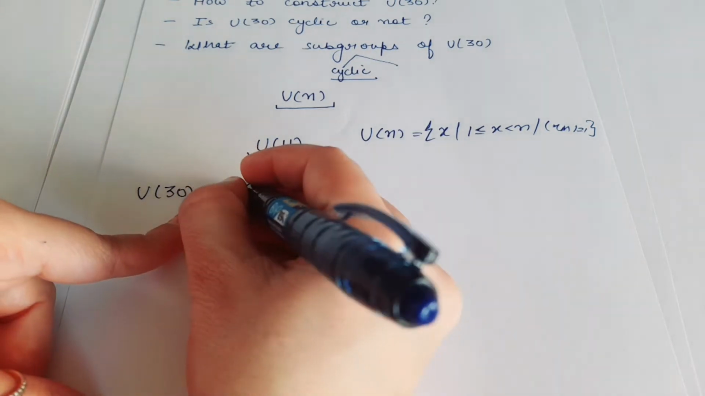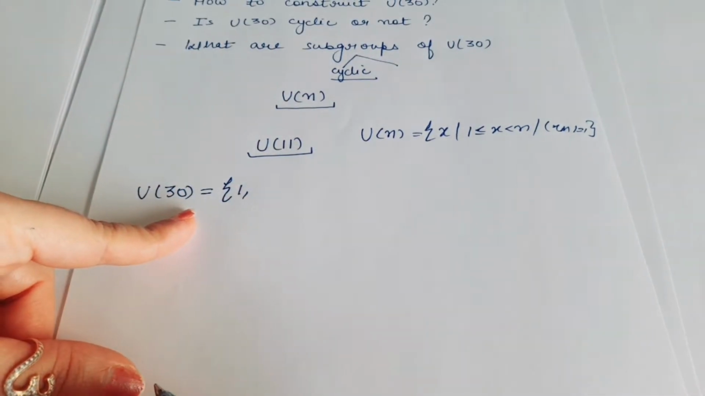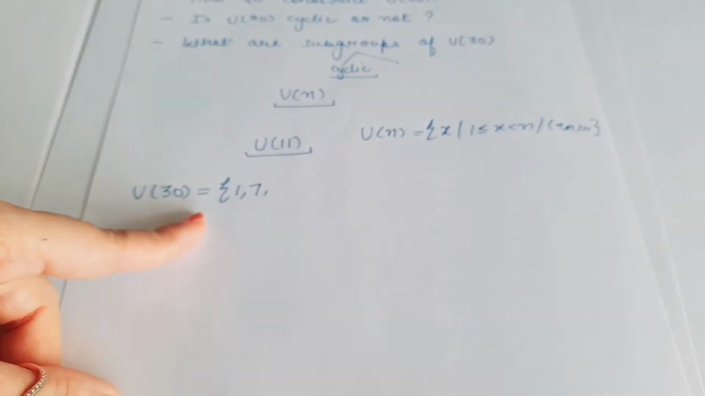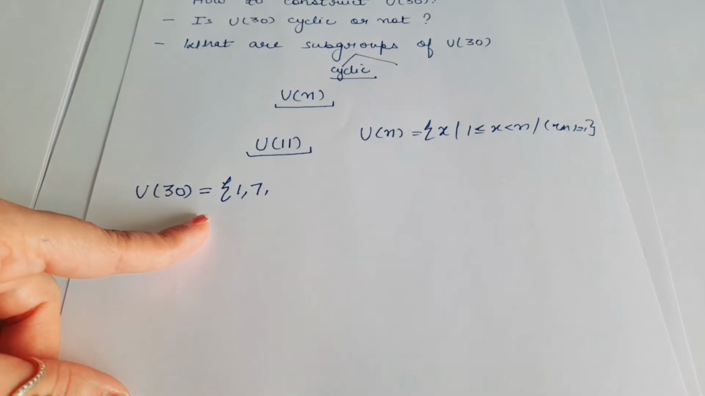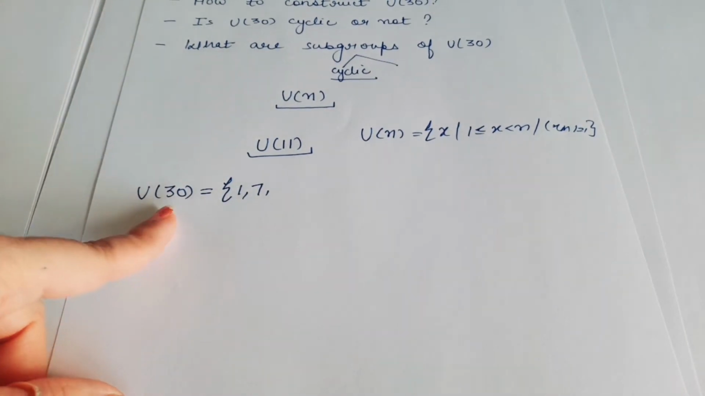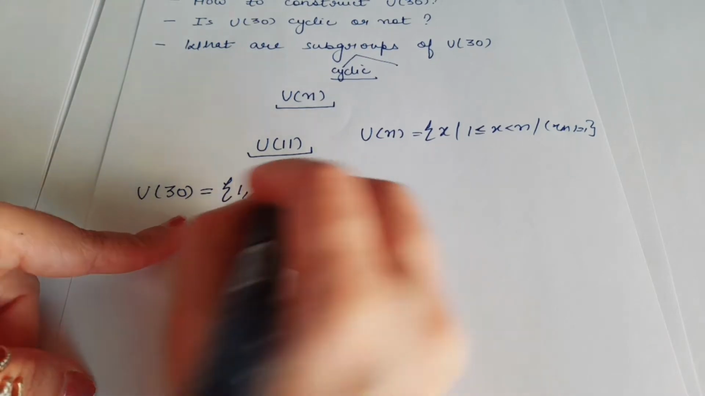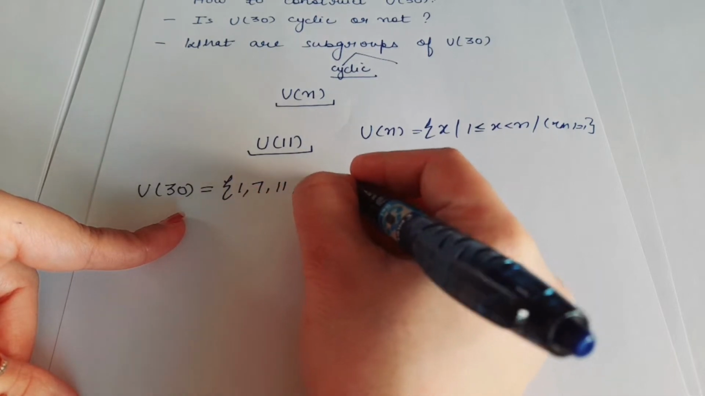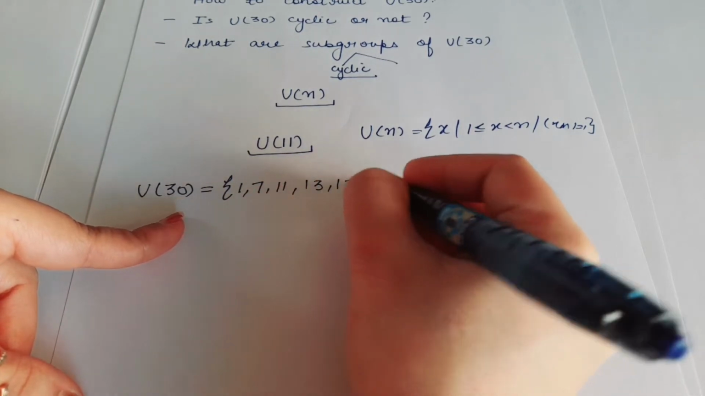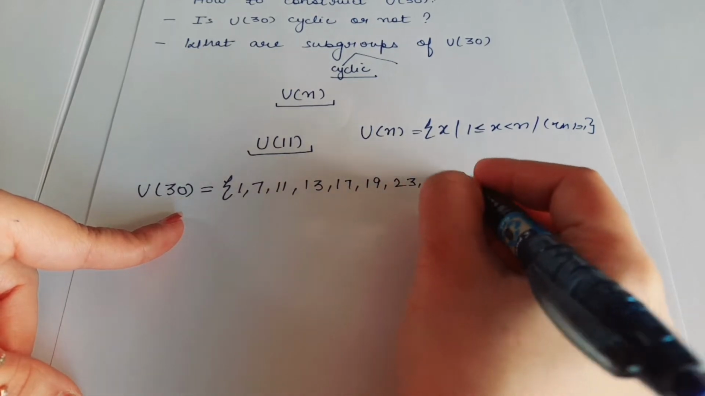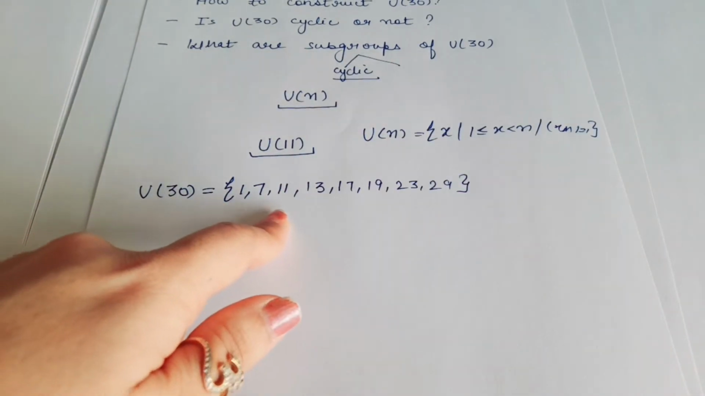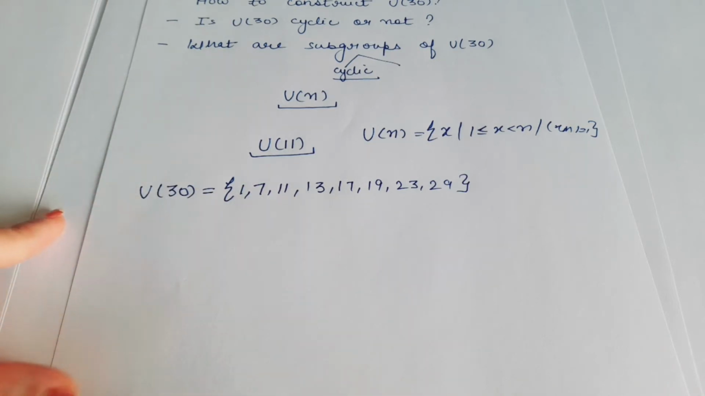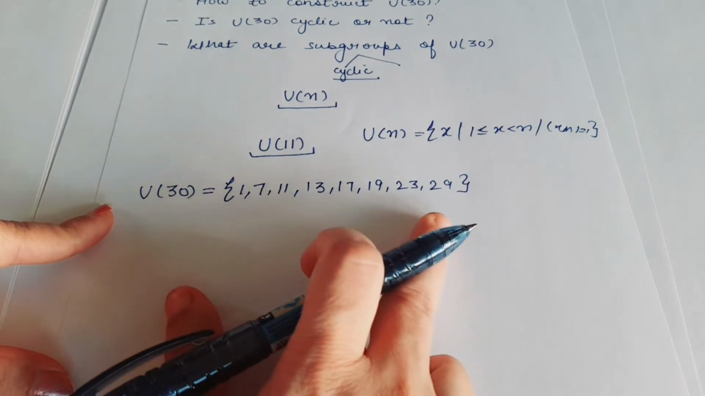So 1, 2, 3, 4, 5, 6, 7. What will come? 7, because 2, 3, 4, 5, 6 are not co-prime to 30. Then 8, 9, 10 we will check, and after 7 it will be 11, then 13, 17, 19, 23 and 29. You can easily check that all other elements are not co-prime to 30. So these are U30's elements.